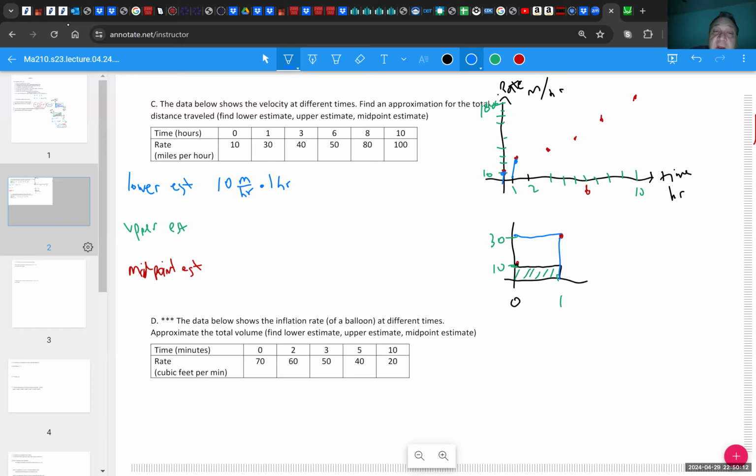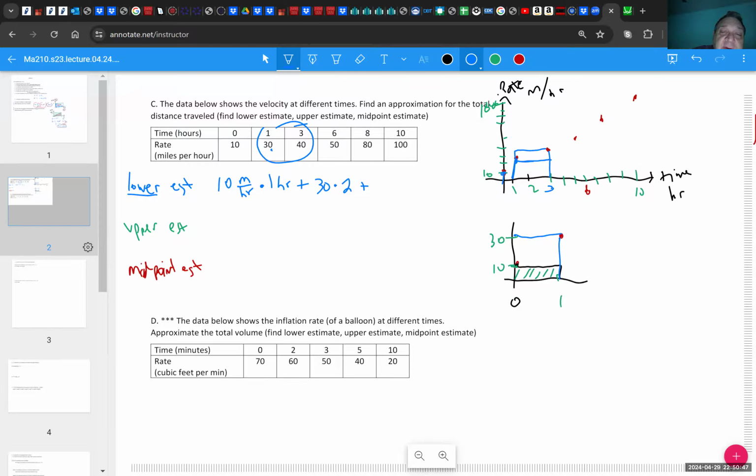Next time interval goes from 1 to 3, so from here to here. And again, we have a lower estimate for the rate and a higher estimate for the rate. The lower estimate is going to be the lower of these two numbers, which is 30. And the upper estimate is going to be the higher of those two numbers, which is 40. So for the second interval, the lower estimate is going to be 30, the lower of the rate, times the time interval. Notice we're going from 1 to 3, so that time interval is 2 hours.